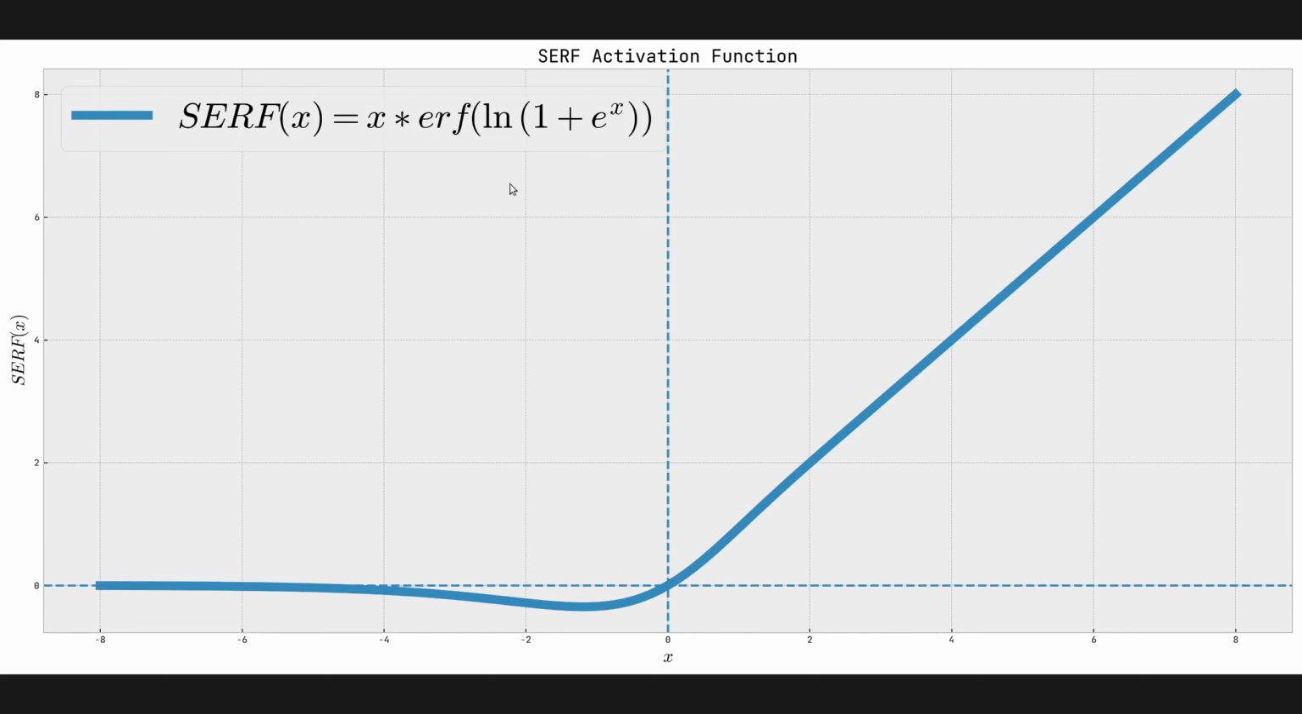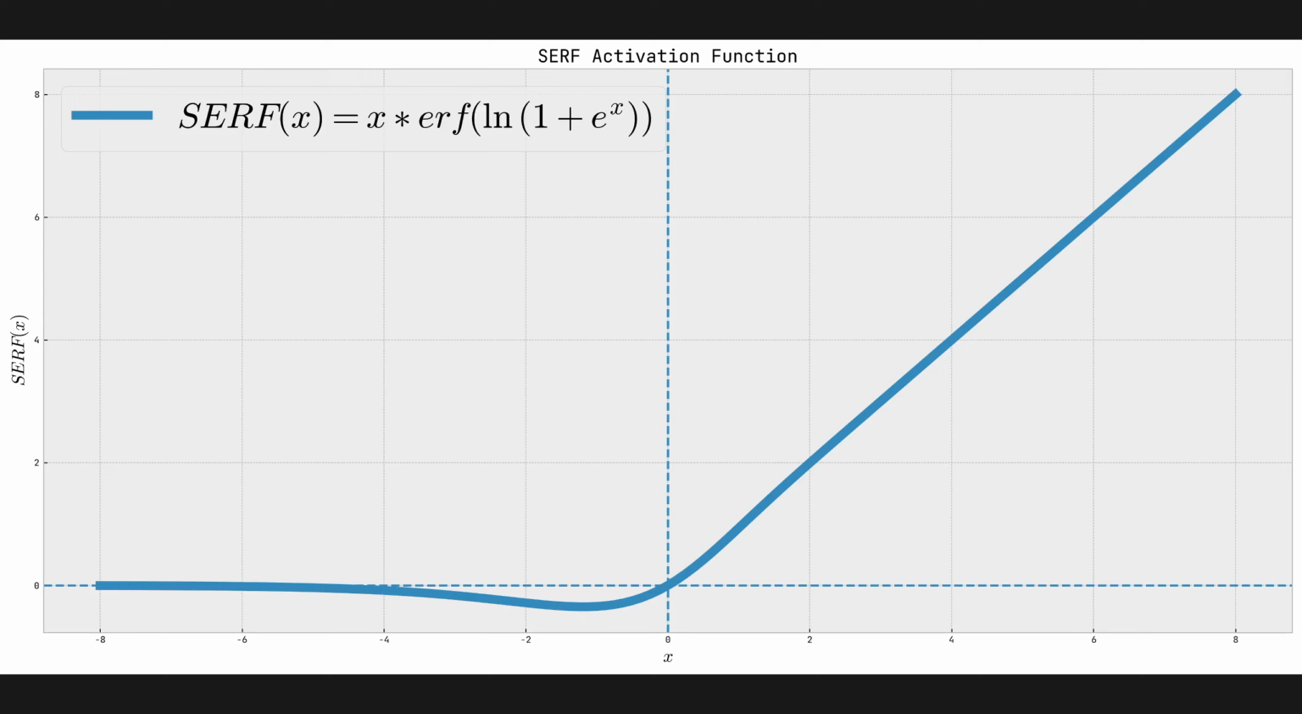Now, in the case of SERF, we need a bit more than that. We need ERF, the error function. We need the natural log. We need to add. We need to exponentiate. We need to then multiply. So it's a bit more complicated than that. So it's going to be a bit slower because we just have more computations, right? There's more to do. Okay, so that's going to be a bit slower.